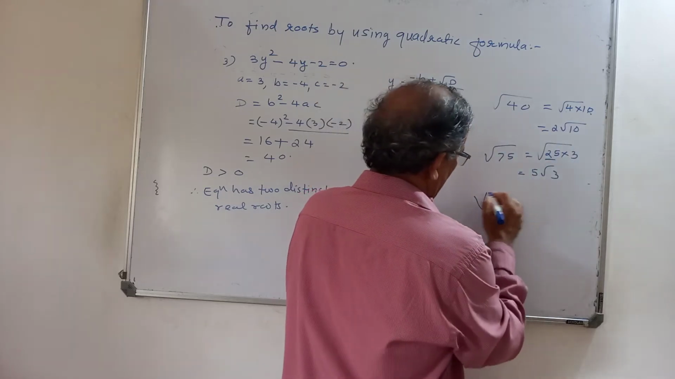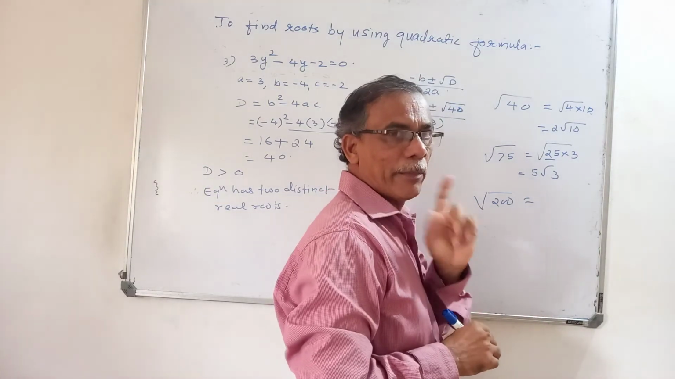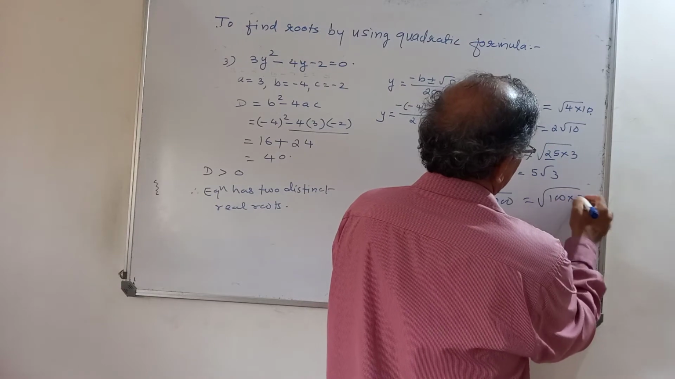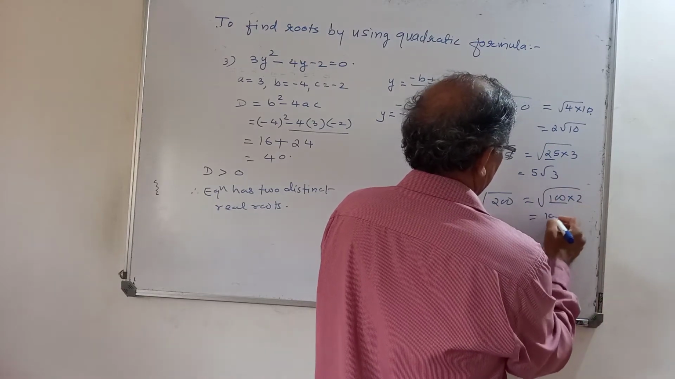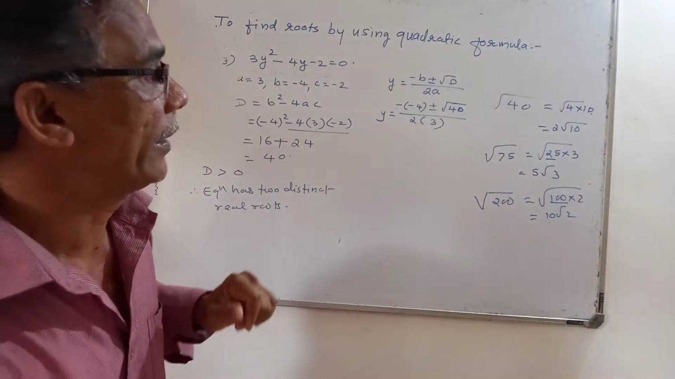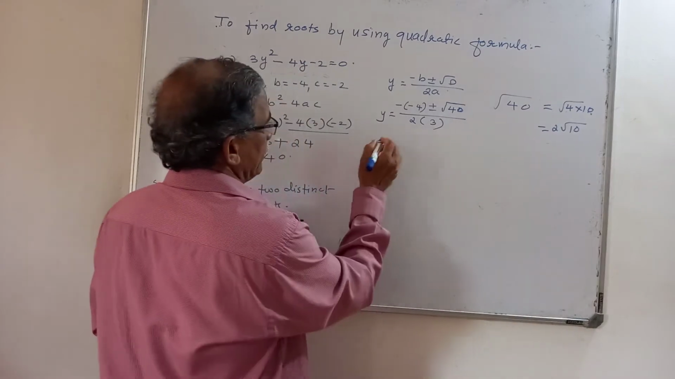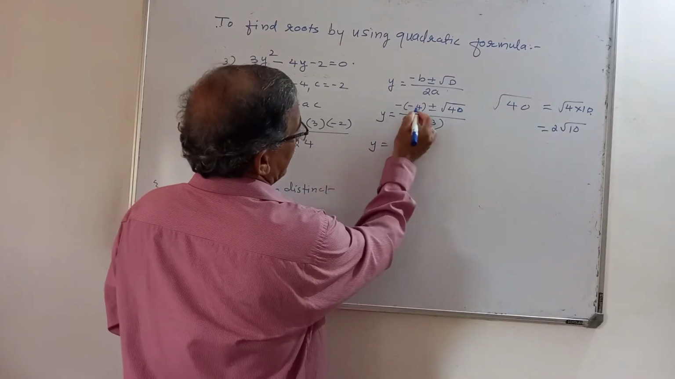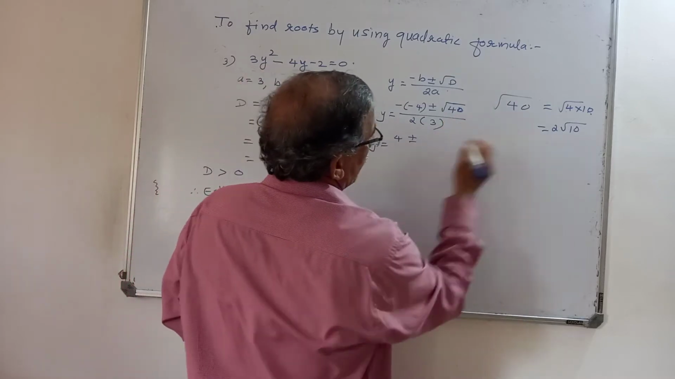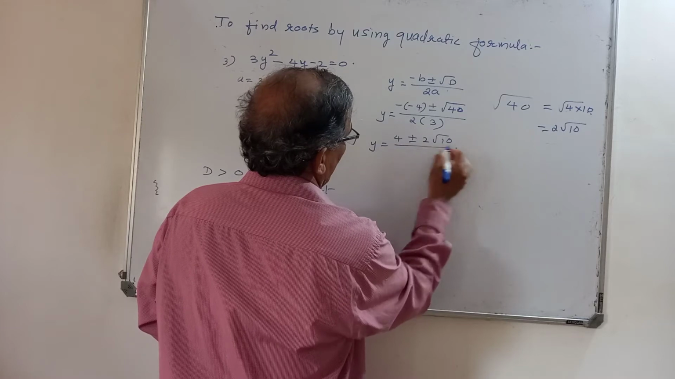Suppose you have root of 200. 100 is the perfect square number and 100 goes into 200. So straight away you can write 100 into 2. Square root of 100 is 10 and then root 2. So like that you should know to simplify the number. So now here y is equal to minus means 4 plus or minus root 40 means we obtain how much? 2 root 10 whole upon 6.